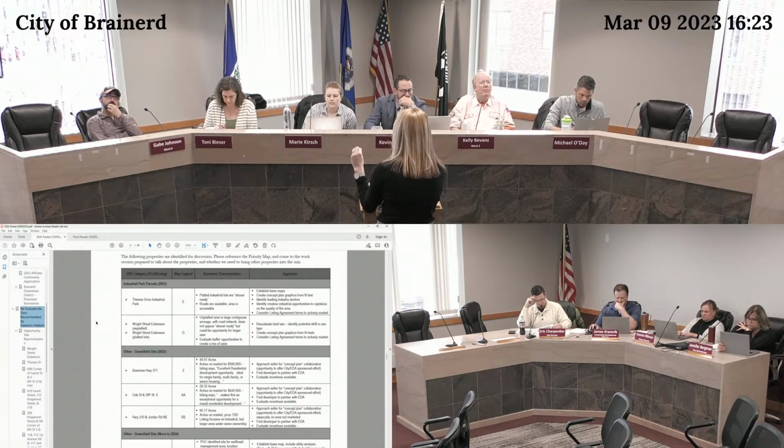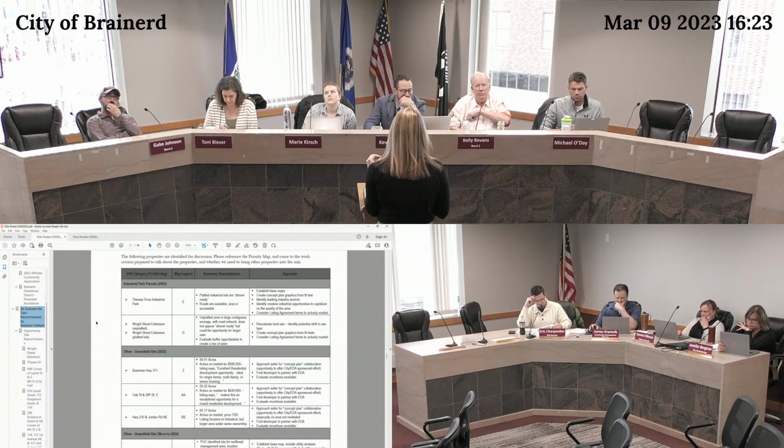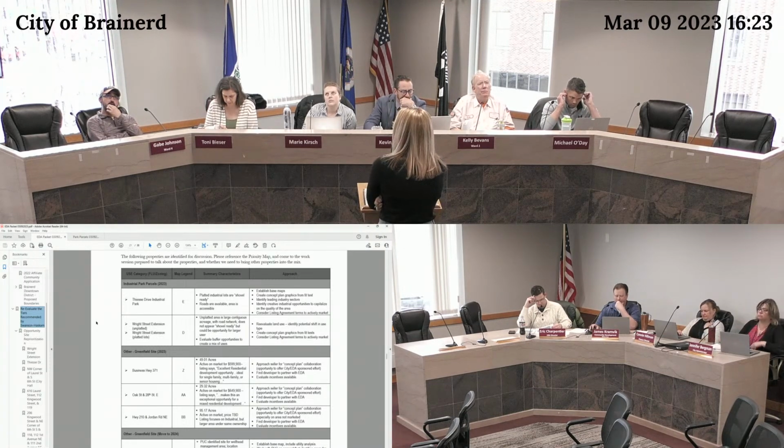Those have quite a bit of study that have already gone along with them. The question obviously is, do we want to take those to the next step? Or do we want to hit pause a little bit on those and bring some other properties into the mix? If we were to do that, the first thing that I obviously put up here are those industrial properties.